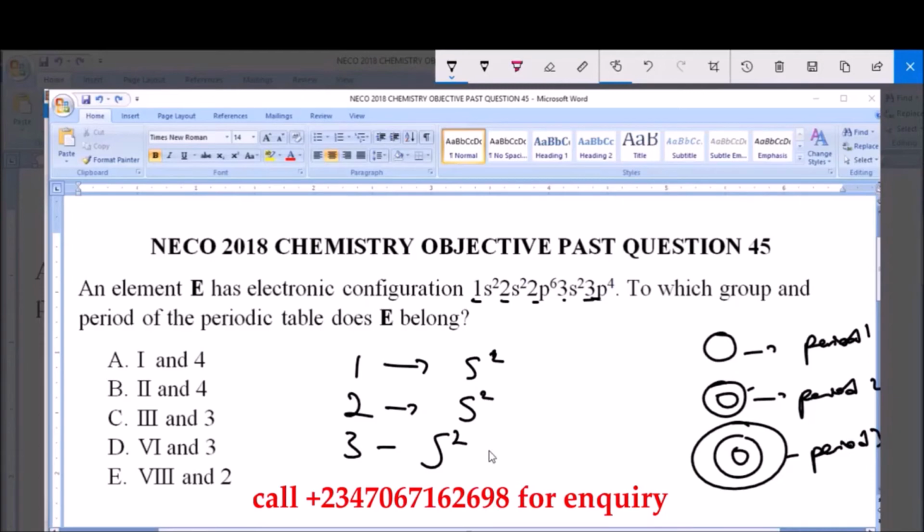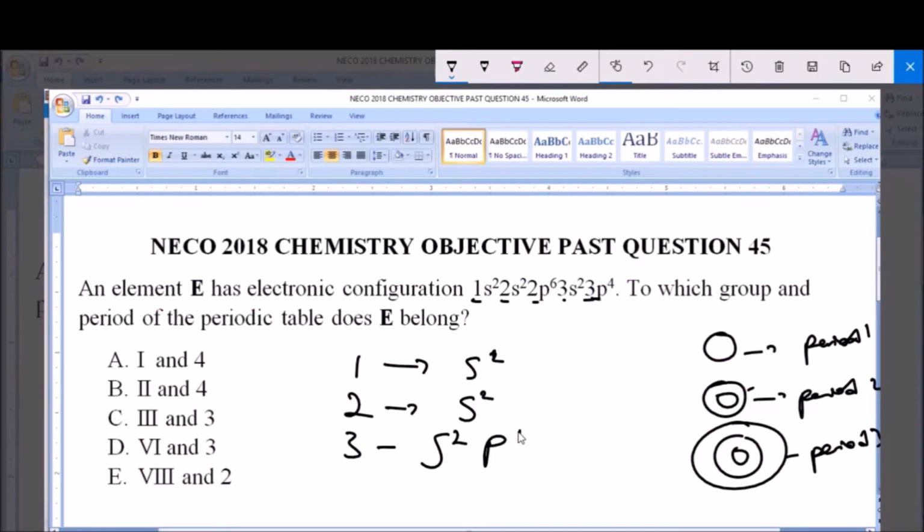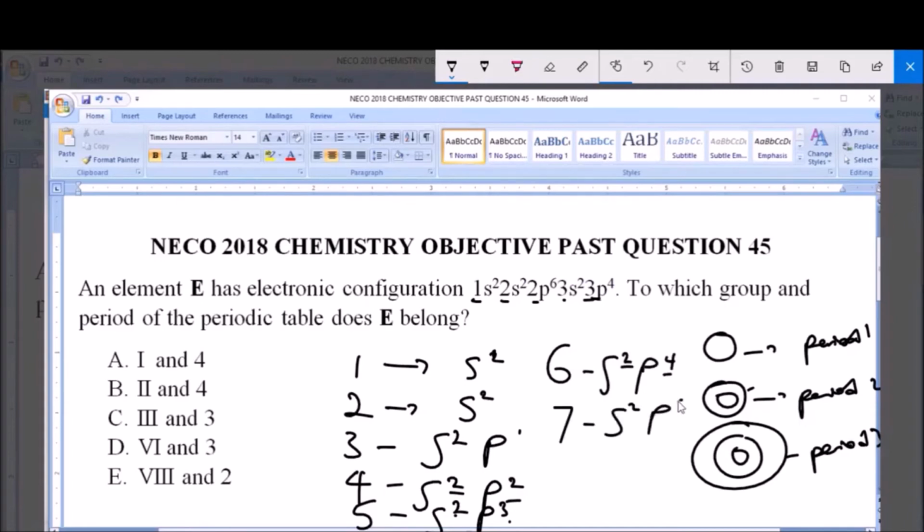So if you add them together, 2 plus 1 will give you 3. For group 4, you will have 2 on the s orbital and 2 on the p orbital, giving you 4. That's group 4. For group 5, we'll be having s2, p3. 2 plus 3 will give us 5. For group 6, we'll be having s2, p4. 2 plus 4 will give us 6. And for group 7, we'll be having s2, p5. And that will be 7.